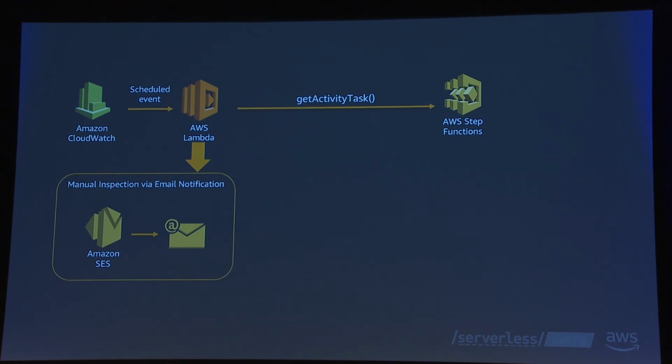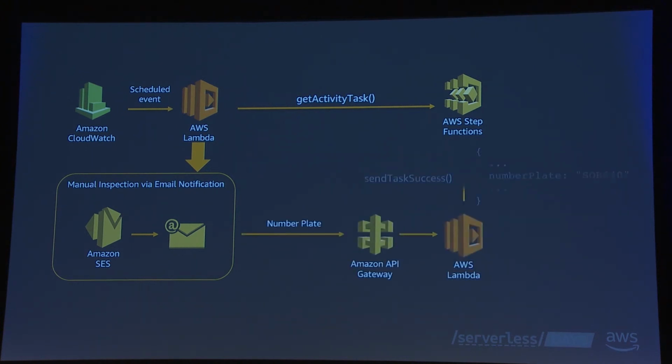Let's say it was the manual inspection. So we need an administrator to look at the image to work out what the number plate is. In that case, we generate an email notification using Amazon SNS and send that out to the administrator with a link. When they click on the link, it hits Amazon API Gateway, which has a Lambda function behind it, running that .NET implementation I mentioned. And then when they type in the actual number plate and hit submit, that fires back into the Lambda function, which will then call send task success of the step function and kick the workflow off again.